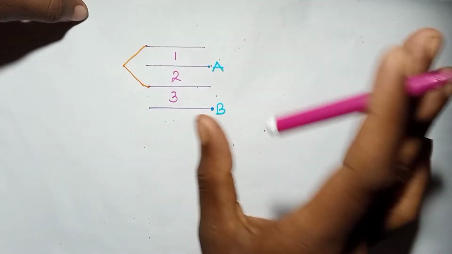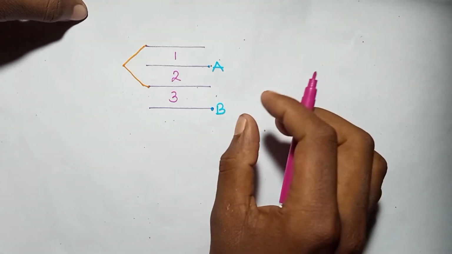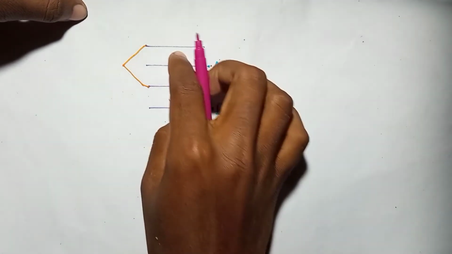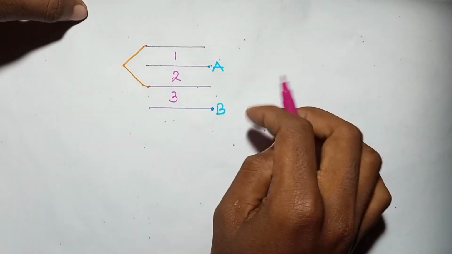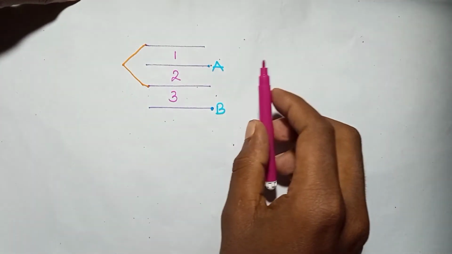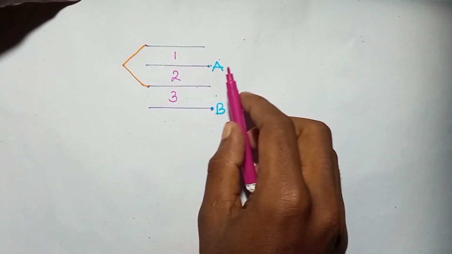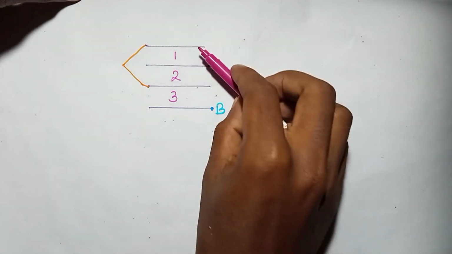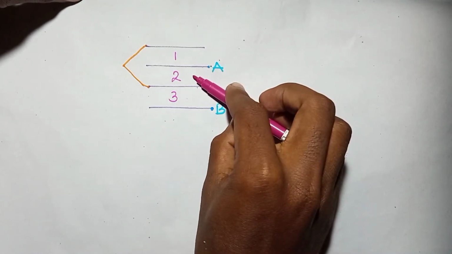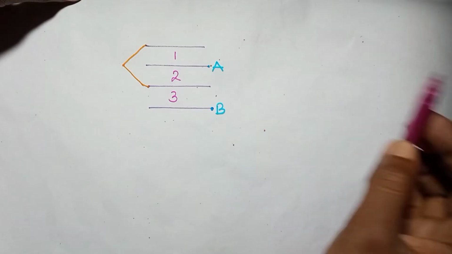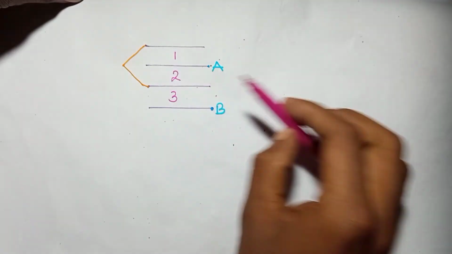So your first task is to identify the capacitors and give names like 1, 2, 3 to these capacitors. How to identify the capacitors? A capacitor is formed between adjacent plates. Here one capacitor, here one capacitor and here another capacitor, so there will be a total of 3 capacitors.